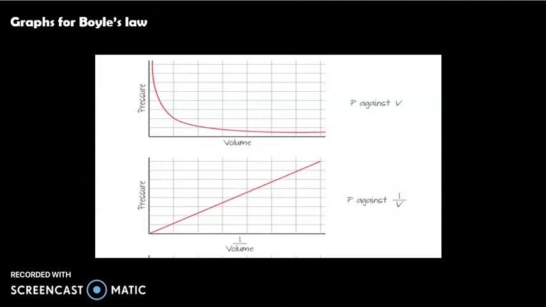Since pressure and volume are inversely proportional, as volume increases, as you can see, the pressure decreases. The pressure is decreasing as the volume is increasing. But when you are plotting pressure against 1 over volume, the graph is linear because they are both increasing.